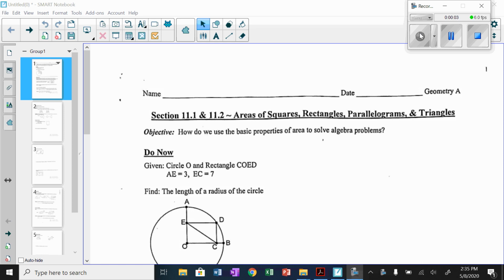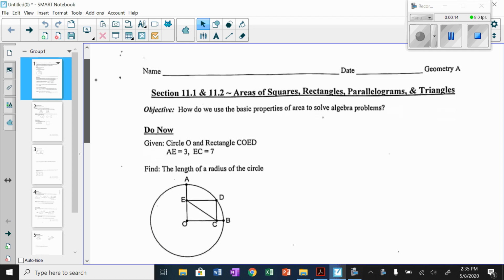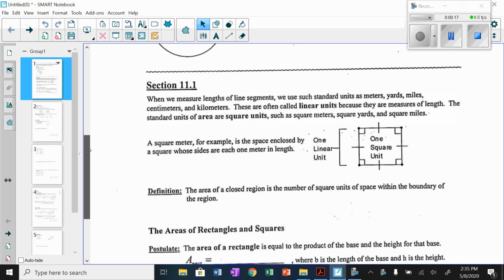Guys, so we are finally done with circles and we are going to jump right into our next chapter, which is chapter 11, and it's all about area. We're going to skip the do now and go right into the lesson.